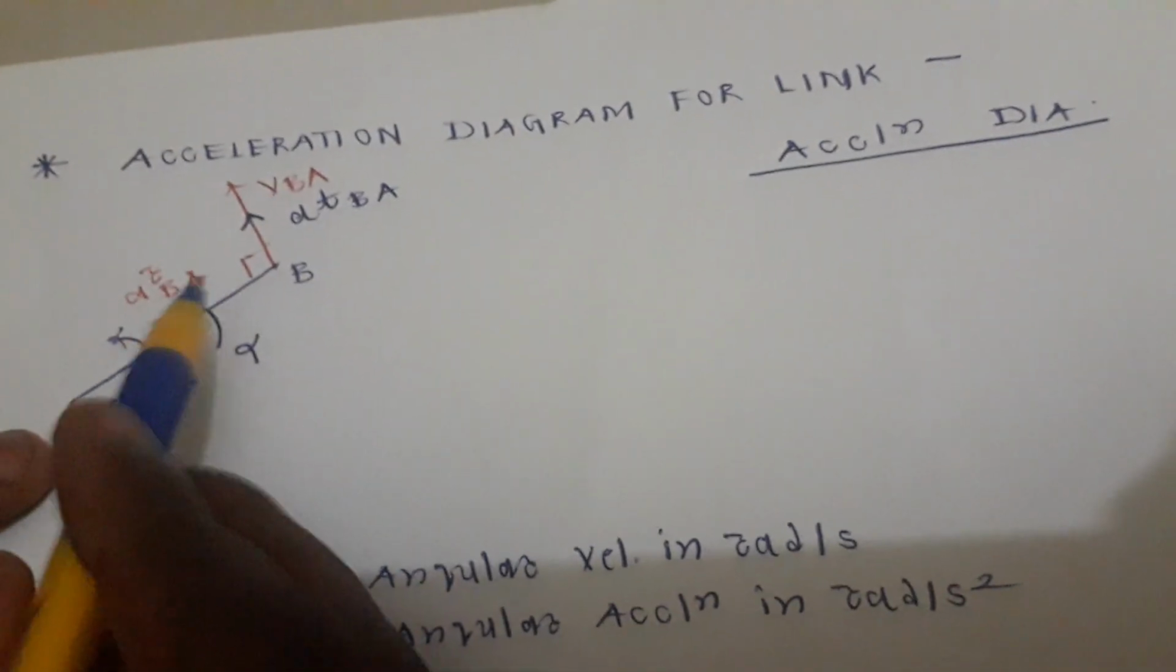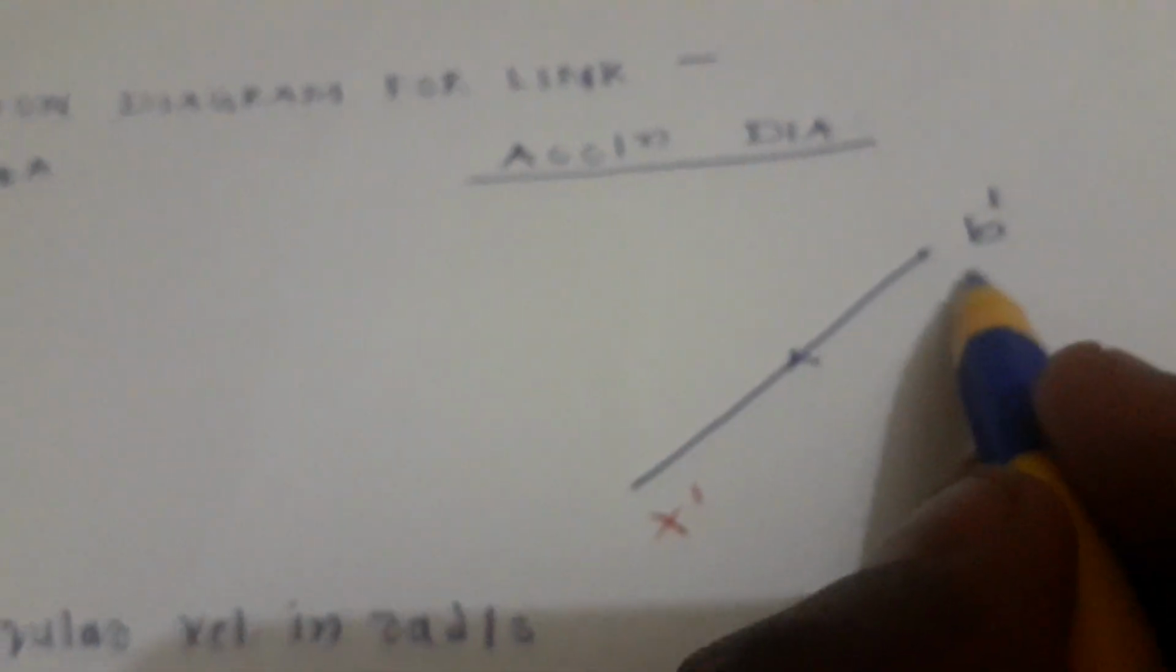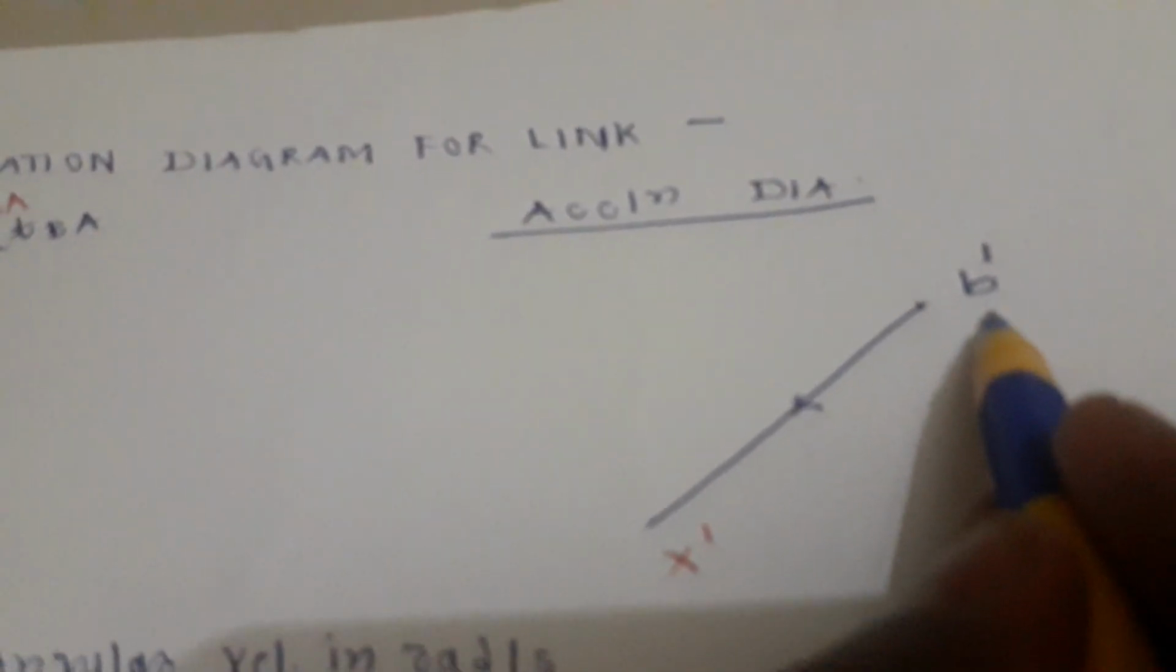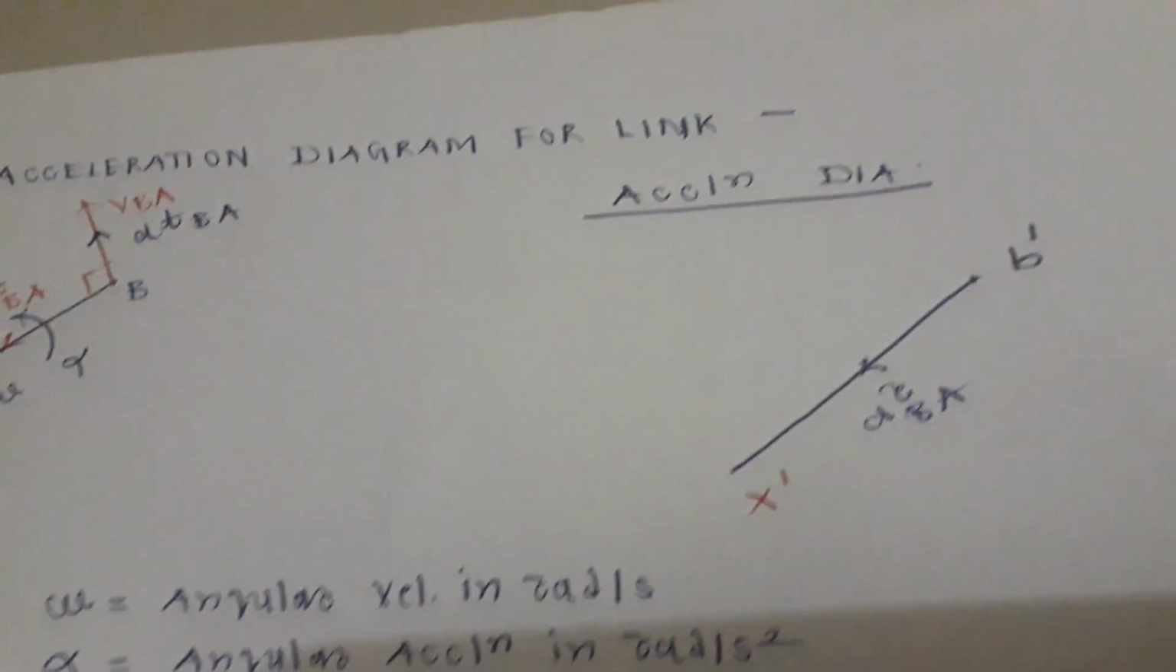Parallel to this particular link AB, I will draw a vector. So this is the vector. Let the initial point be B dash. Here B dash to X dash indicates the magnitude of the radial component of acceleration of B with respect to A. It is parallel to this link.